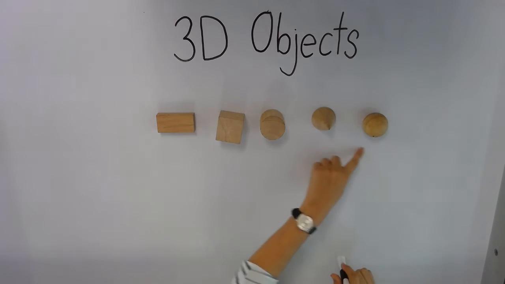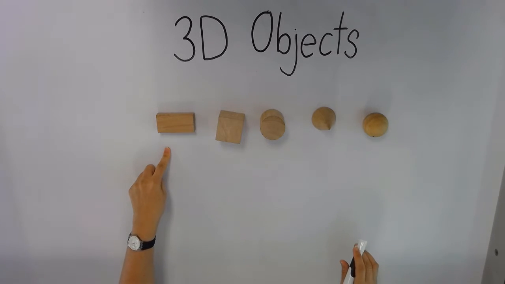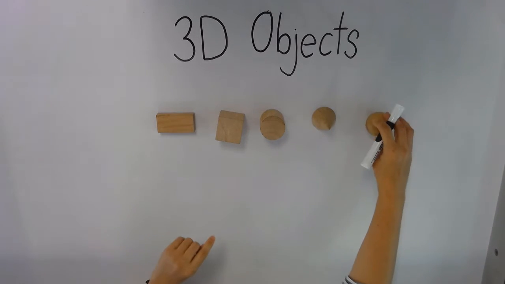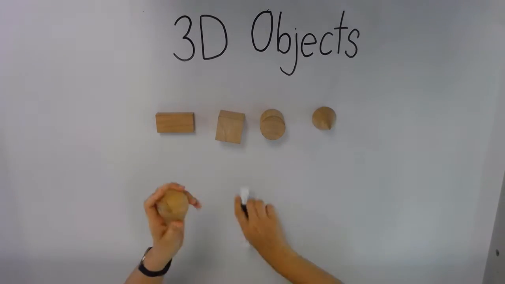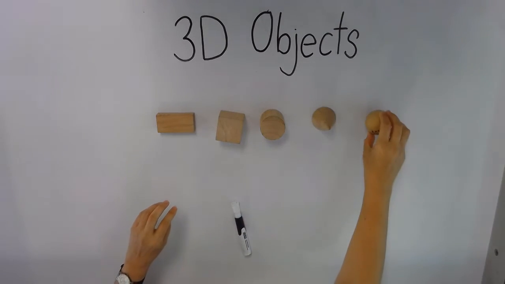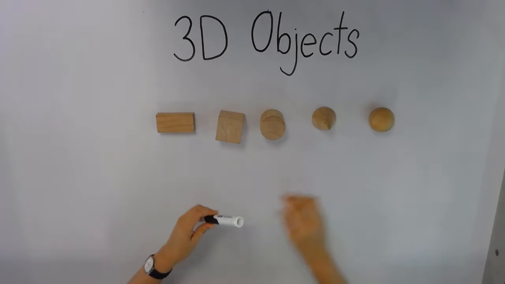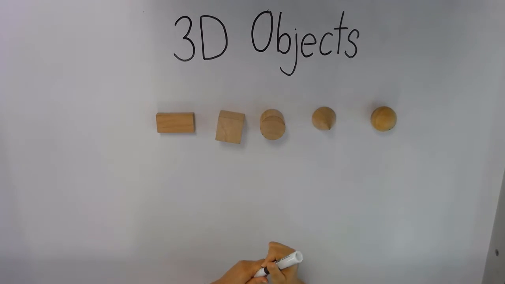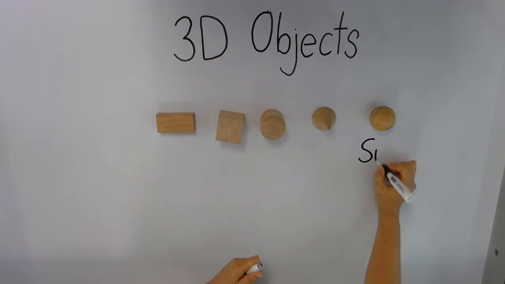Okay, so we have a whole heap of 3D objects here. First of all, we're just going to name these objects. I'm going to start with this one first, because I know that most of you would know this one. It's a pretty easy one. What do you think it looks like? Well, to me, it looks like a ball. But I know that there's a special name, Miss Khan. Can you tell us the special name? The special name is sphere.